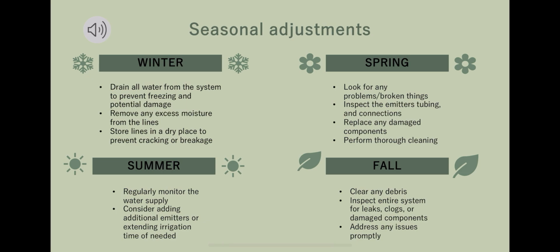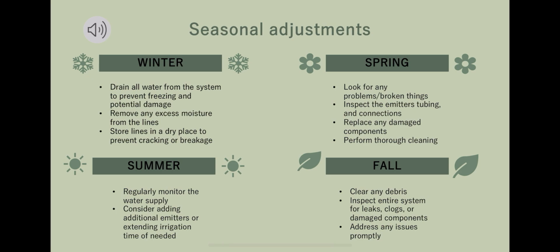Now, during the hot summer months, it is essential to adjust your drip irrigation system to meet the increased water demands of your plants. Regularly monitor the water supply and make adjustments to ensure your plants receive adequate hydration. Consider adding additional emitters or extending the irrigation time if needed.